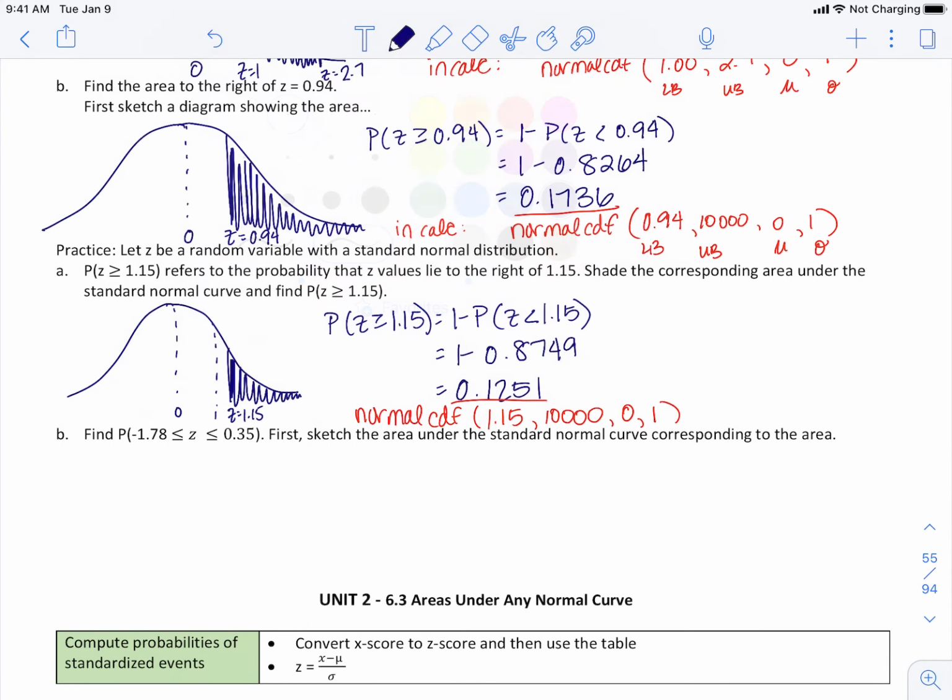All right, now I would like you to find the probability that z is between negative 1.78 and 0.35. Sketch the curve and find the probability.